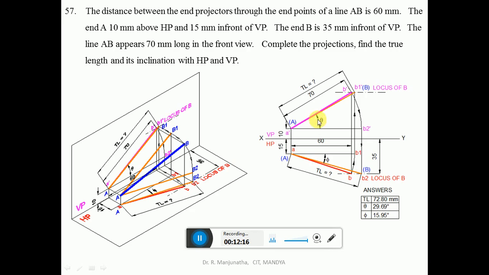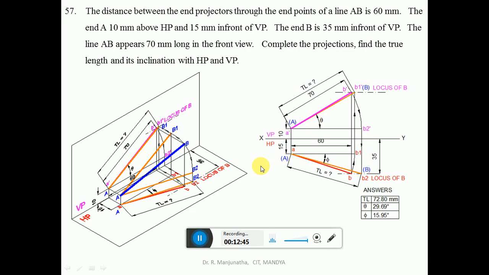you measure the true inclination with respect to HP, which is theta, which will be 30 degrees when you are doing it manually. When you are doing it in the computer, it will be 29.69. Similarly, you measure the inclination with respect to VP, which is equal to phi, which will be 15.95 degrees in CAD. When you are doing it manually, it will be 16 degrees. So this is how we will be able to find the solution in the sketchbook.